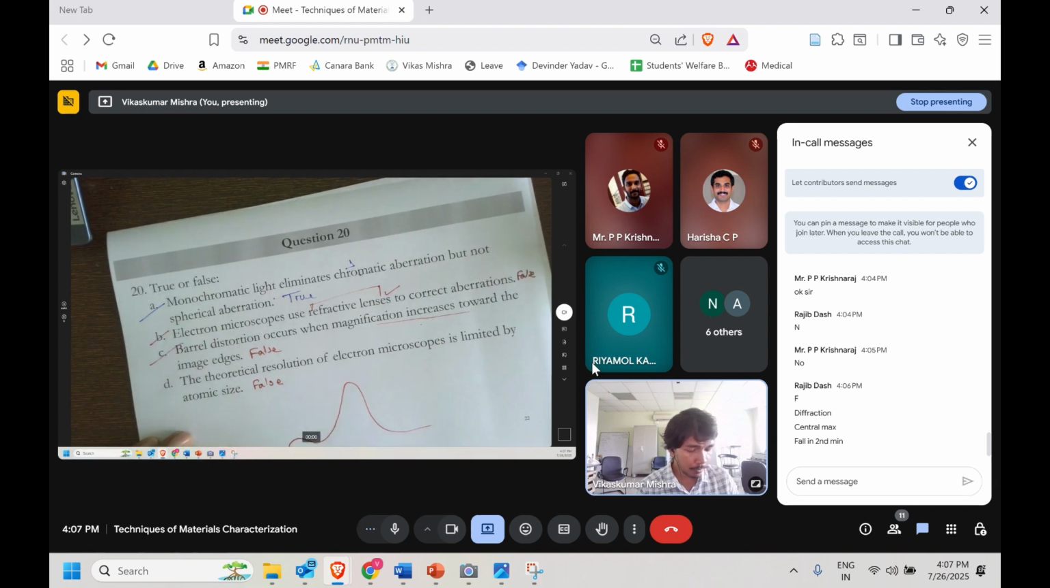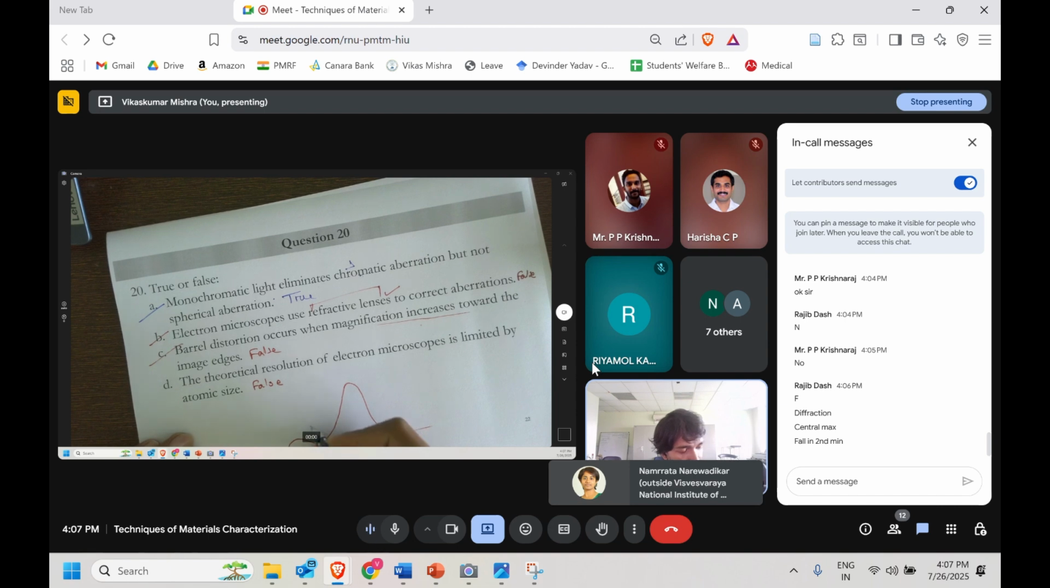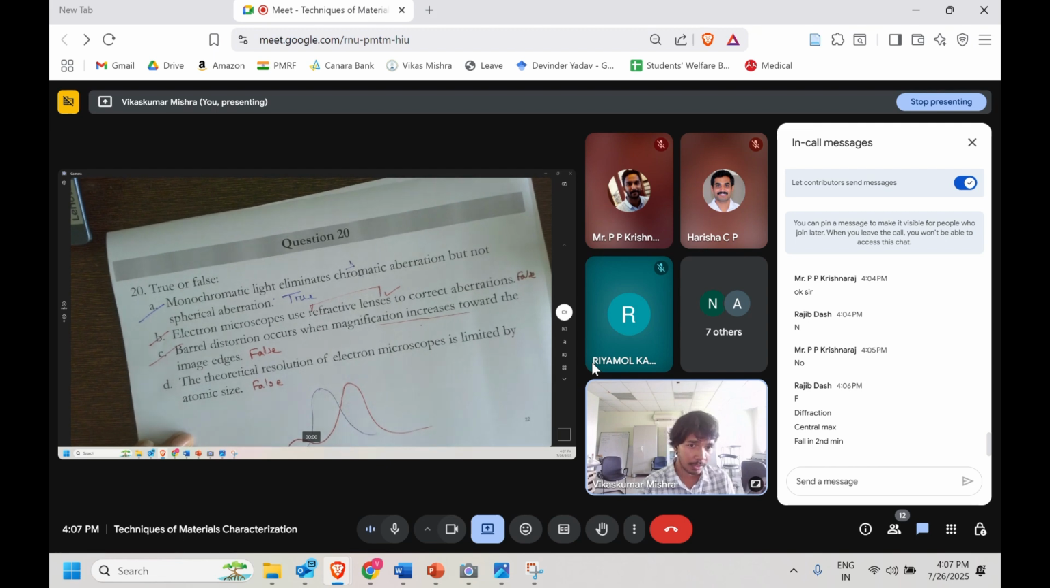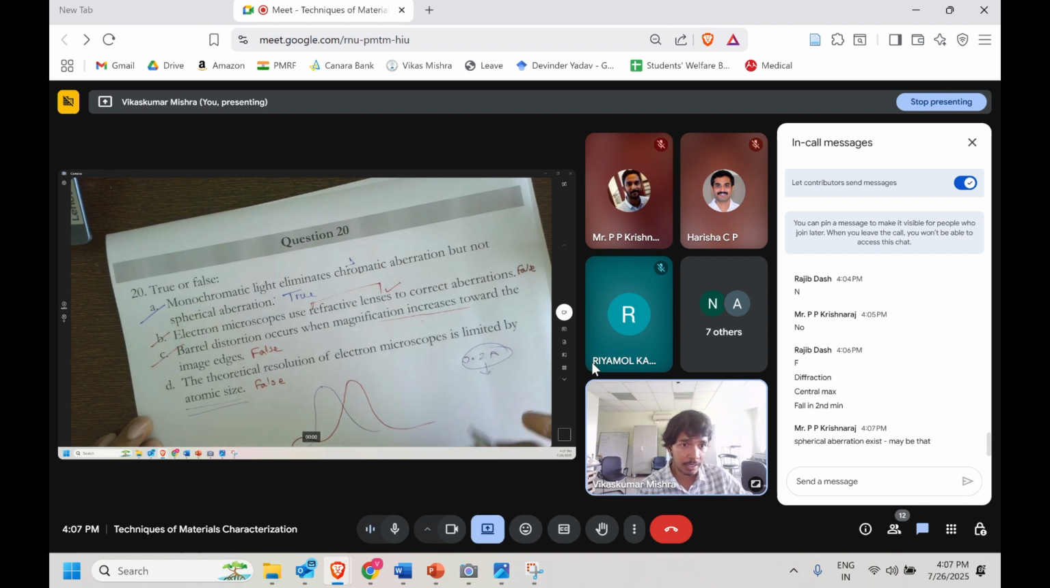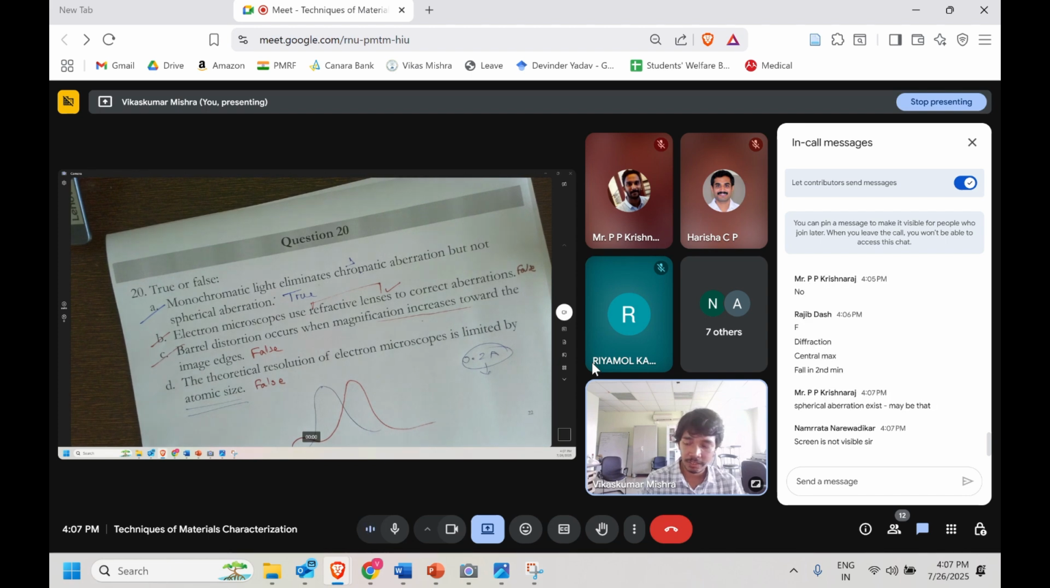That we take these two waves, the maximum of one should lie over here. It should be something like this, right? This is what you are saying. So with that, we should have got around 0.2 Angstrom because the Airy disk is quite small. So what is limiting is the aberrations. Instead of 0.2, we are getting some orders less. Spherical aberration exists, maybe that. Yes, perfectly right, Krishnaraj. So it's due to the aberration.